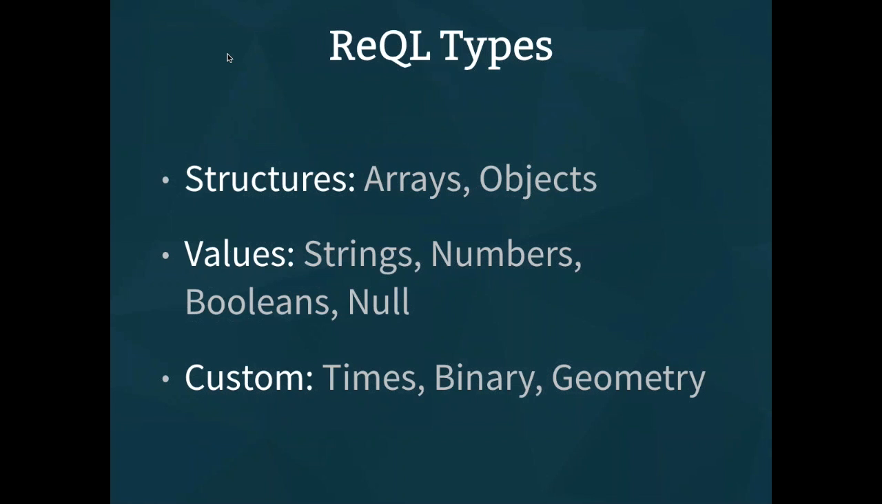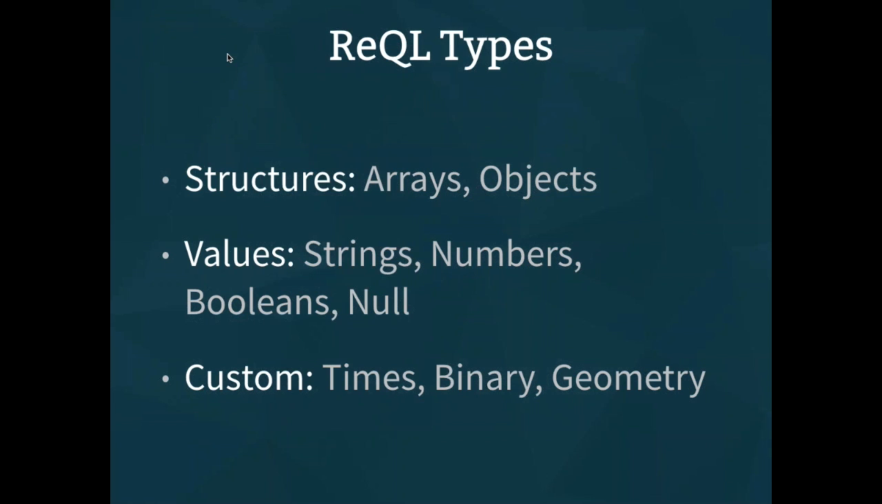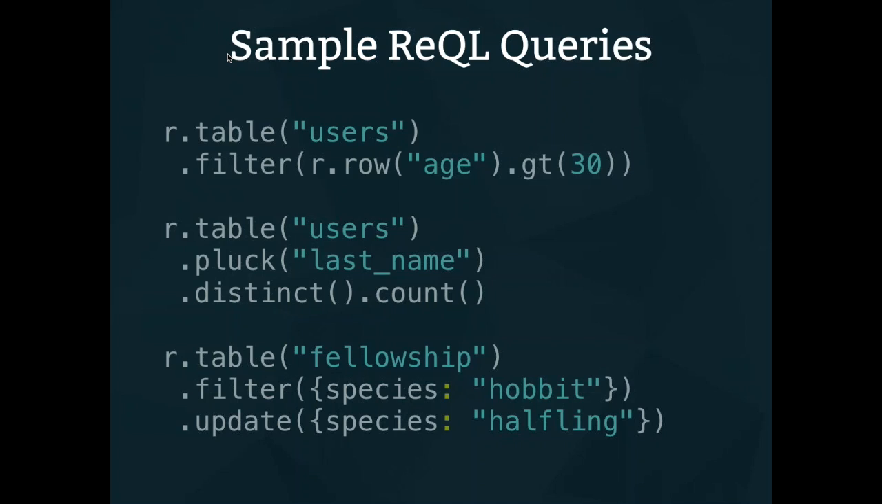So I talked briefly about types earlier. It's just an overview again. In our query language, you have arrays, objects, strings, numbers, booleans, null. It's standard JSON types, and then the custom types I mentioned. And this is what queries actually look like. So these are 3 separate REQL queries, and in REQL, the R is kind of like the namespace, the module where we have all of the query methods attached to. So like if you're using this in Node.js, the R is like the module that you're importing.